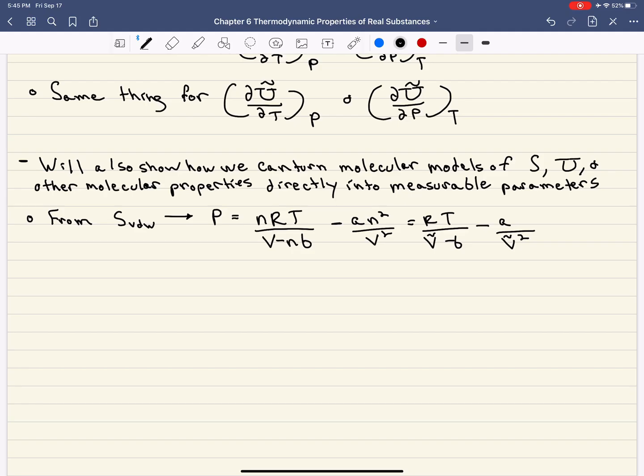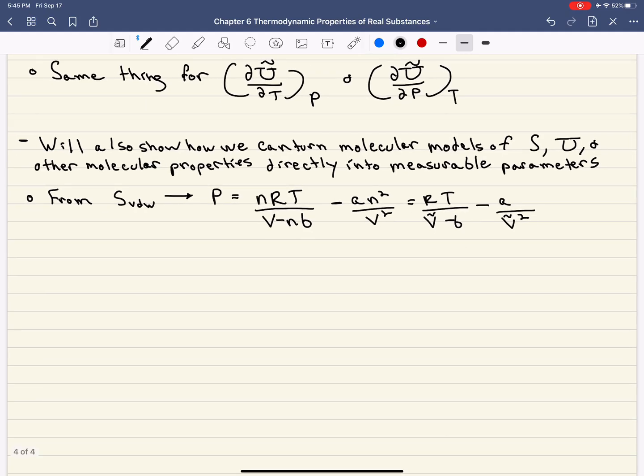Of course, in order to do these sorts of transformations and derive these sorts of relationships, we're going to need to use some mathematical tools to do this.